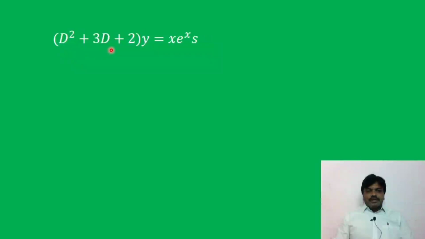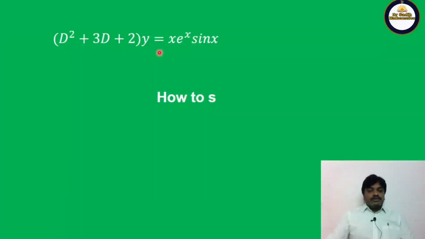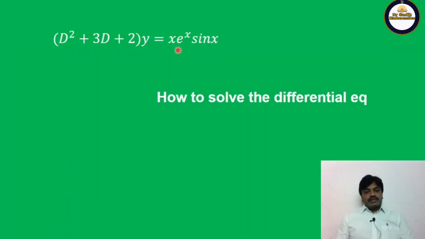(D square plus 3D plus 2) of y is equal to x e power x sin x. If you observe here, x means case 3, e power x means case 1, sin x is case 2, but we have a product here. How to find the solution of this differential equation?